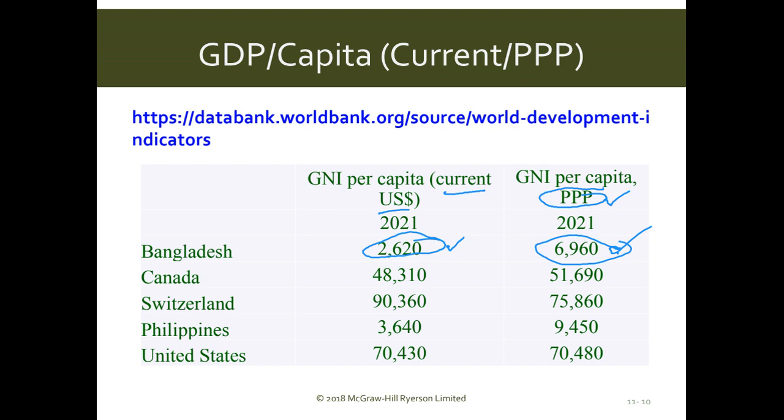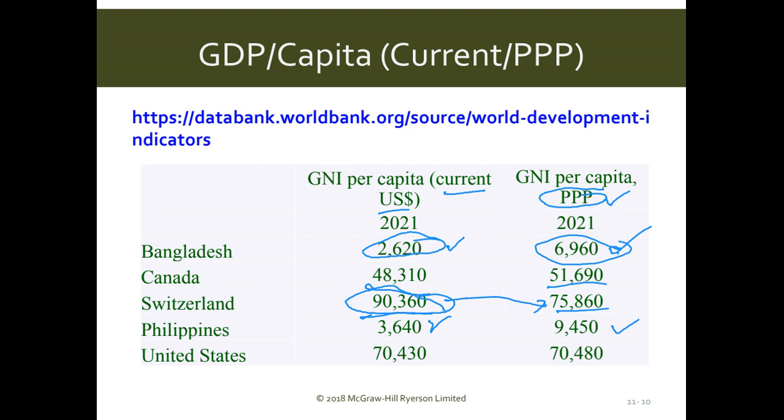Similarly, for Canada, you can see it's slightly higher. For Switzerland, it is lower. Why? Because maybe the Swiss franc is overvalued. And when you use the PPP exchange rate, Switzerland's GDP per capita actually decreases from 90,000 to 75,000. For the Philippines, 3,640 becomes 9,450. So you can imagine the peso is undervalued using the official exchange rate.